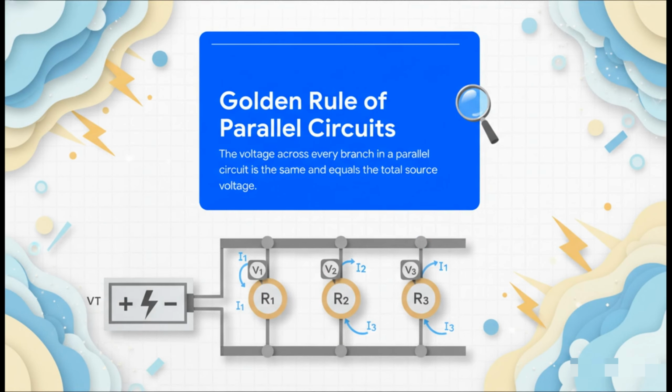All right, before we go any further, there is one single rule that you absolutely have to know for parallel circuits. I like to call it the golden rule, and it's this. The voltage across every single parallel branch is always the same. So V1 is the same as V2, and they're both equal to the total voltage. Burn that into your brain, because it is the foundation for everything else we're about to do.